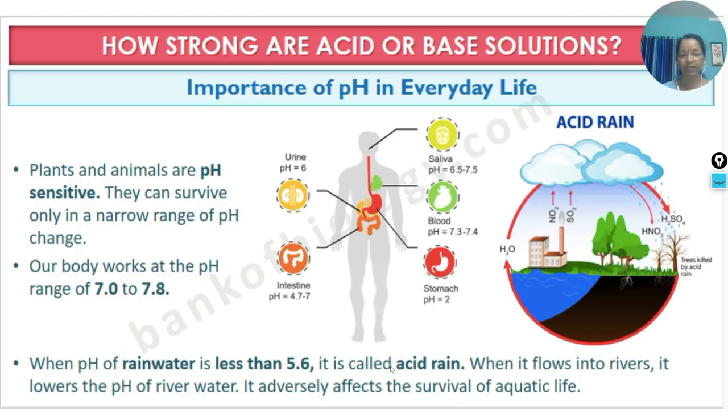We call it acid rain when the pH is less than 5.6, means somewhat acidic. Then only we call it acid rain. And what is the problem with acid rain? When this rainwater flows into the rivers, it lowers the pH of the river water. So it adversely affects the survival of aquatic life. And even the plants also get damaged. So that is the problem with acid rain caused by the factories and all. That is the first importance of pH in everyday life.